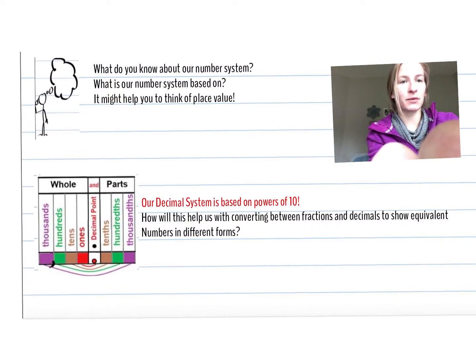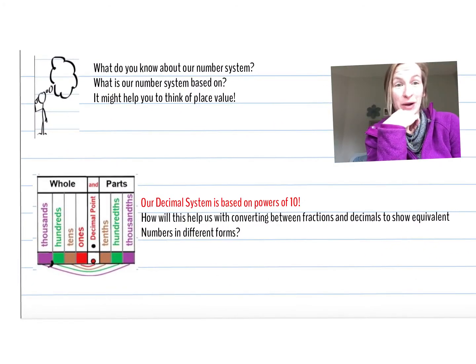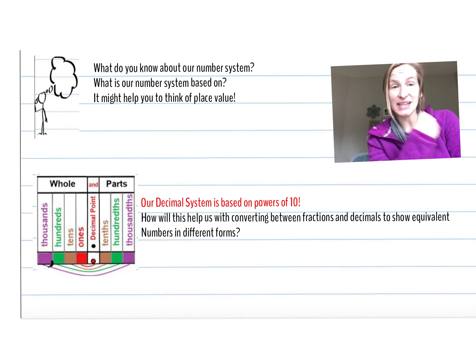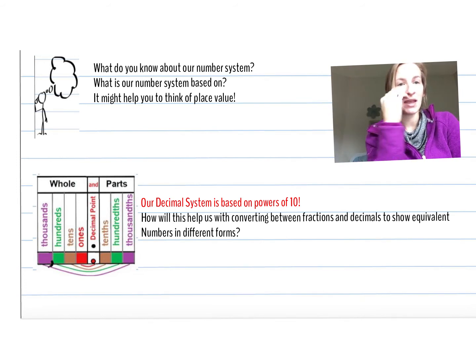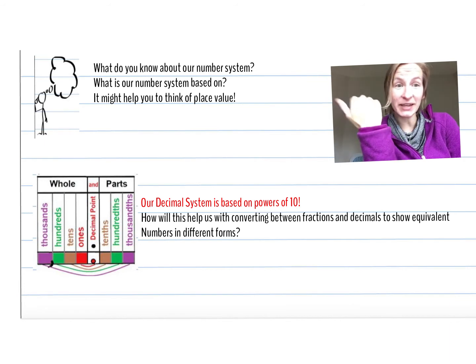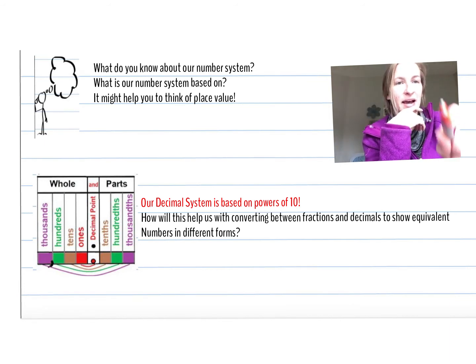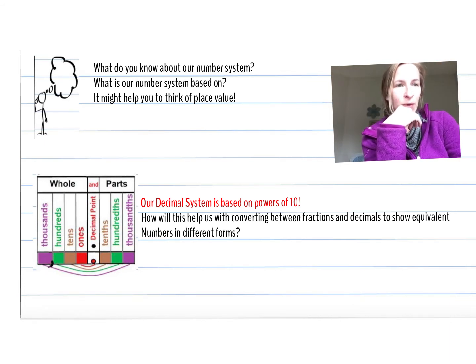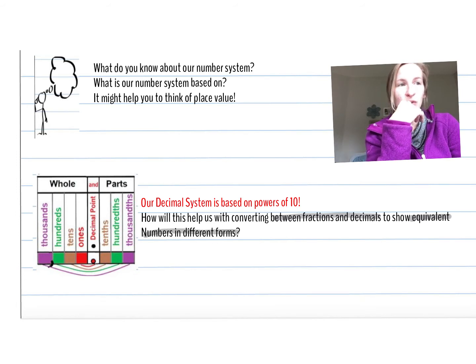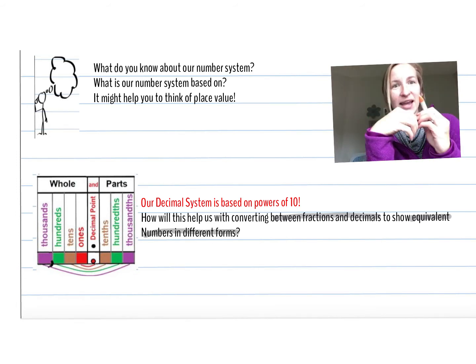Well, what you might remember is that our decimal system is based off of powers of 10. You learned about this in science when you were working with the metric system. We learned about this when we did place value. You know this. And what we need to think about is, how will this help us when converting fractions and decimals to show that they're equivalent numbers? So this whole unit is talking about numbers that are the same but can be represented differently.